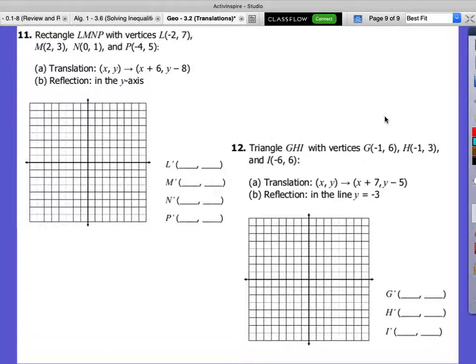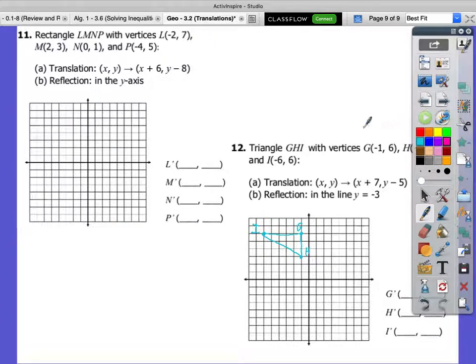What's changing here with number 12? Are we doing the reflection or translation first? We're doing the translation first, okay? So for number 12, we'll still plot these points to start off with. G is negative 1, 6. H is negative 1, 3. And then I is negative 6, 6. So we have a triangle here like this, in the light blue.